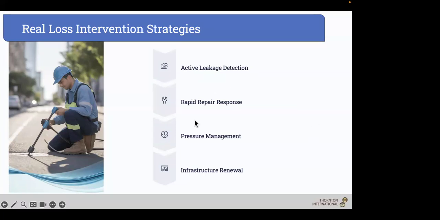Pressure management: install pressure reducing valves and zoning systems to optimize system pressure and reduce stress in the pipes. Infrastructure renewal: replace aging pipes and assets based on condition assessment and failure history analysis. This is really important. Always have the historical data for your system so you can understand and choose wherever you are working.